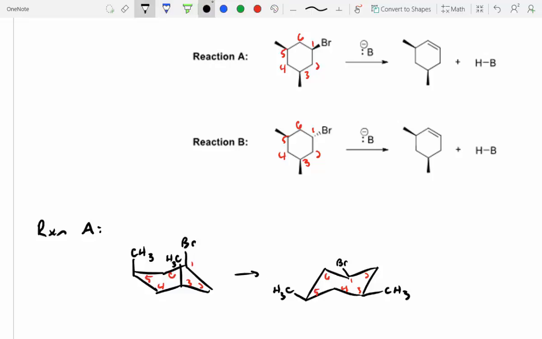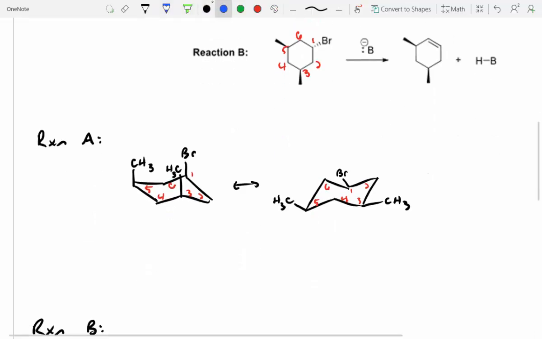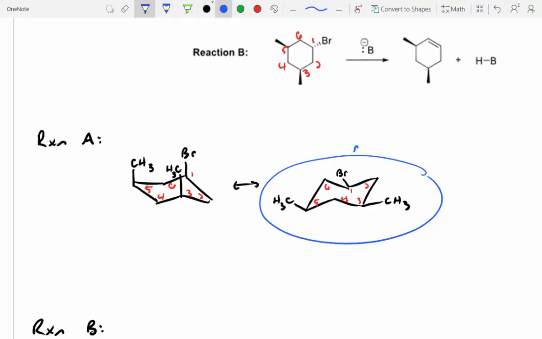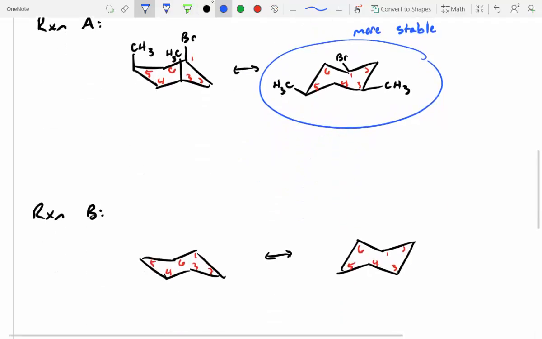Which one's more stable, the left one or the right one? The right one. All right. So we'll say more stable. The only difference between reaction A and B is that bromine coming off is switched. So let's just quickly plug in those same substituents.